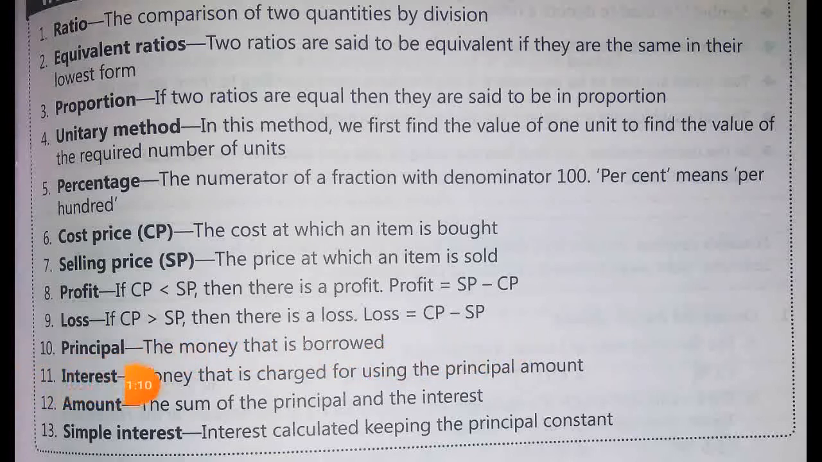Principal: the money that is borrowed. Interest: money that is charged for using the principal amount. Amount is what? The sum of the principal and the interest. Principal is the money that is borrowed, and the interest is the money that is charged for using the principal amount. The sum of both is called the amount. Simple interest is what? Interest calculated keeping the principal constant. That is called the simple interest.